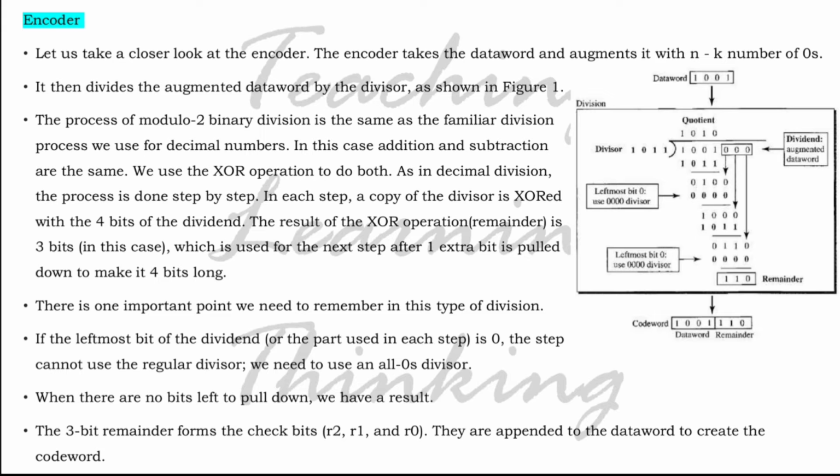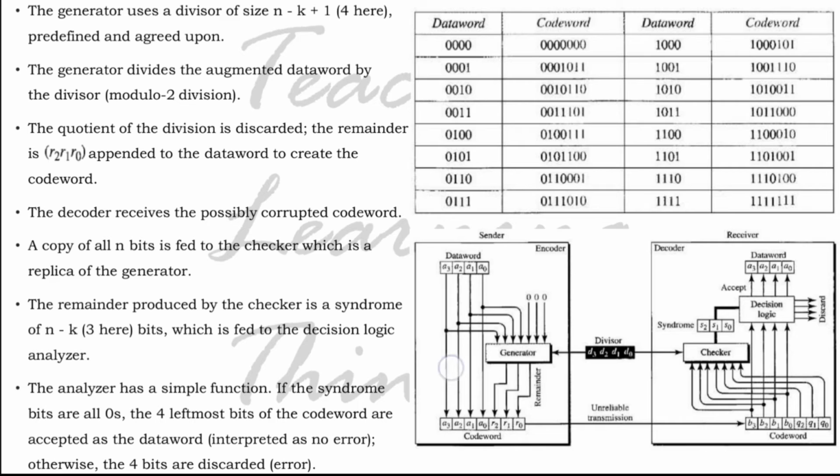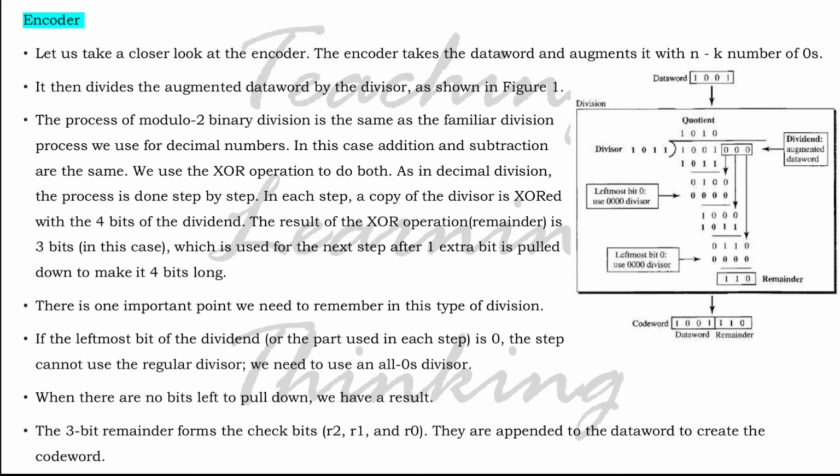So the code word is, as I discussed later, A3 A2 A1 A0 and R2 R1 R0. So the encoder will transform the code word as 1001 110. So this is the remainder and this is the data word. So this is happening here. So on the encoder side we are almost completed.